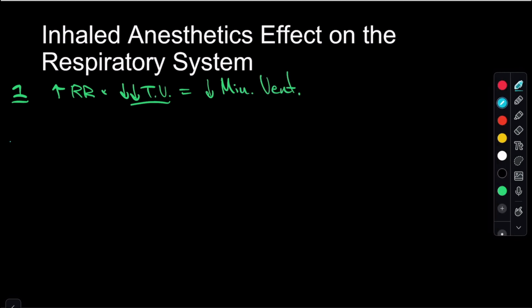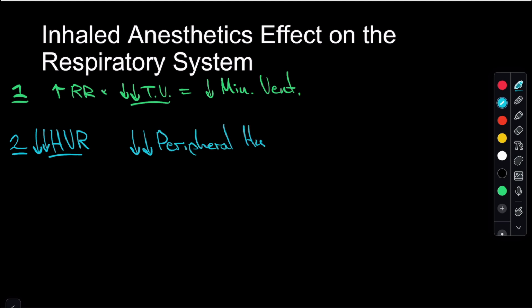The second large effect that you'll see from inhaled anesthetics on the respiratory system is going to be affecting respiratory drive. So inhaled anesthetics are going to nearly completely abolish the hypoxic ventilatory response. So your drive to breathe based on low oxygen, that's going to be almost completely gone at surgical levels of inhaled anesthetics. They're going to, again, almost completely abolish your peripheral hypercarbic response.